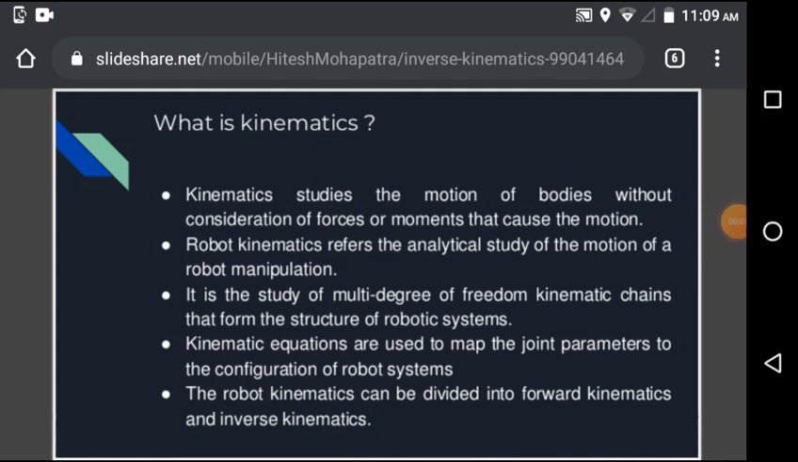In this session, we will discuss robot kinematics and robot programming in the fourth unit.